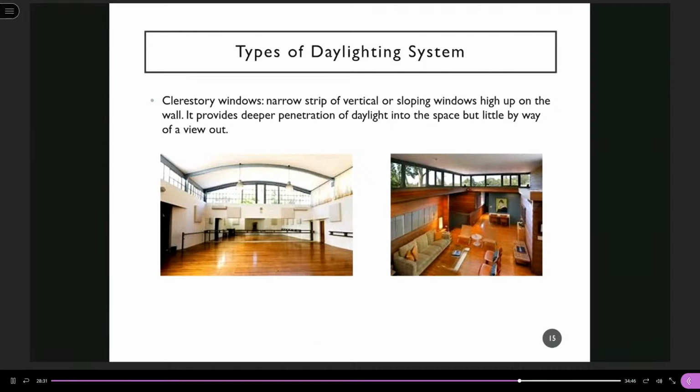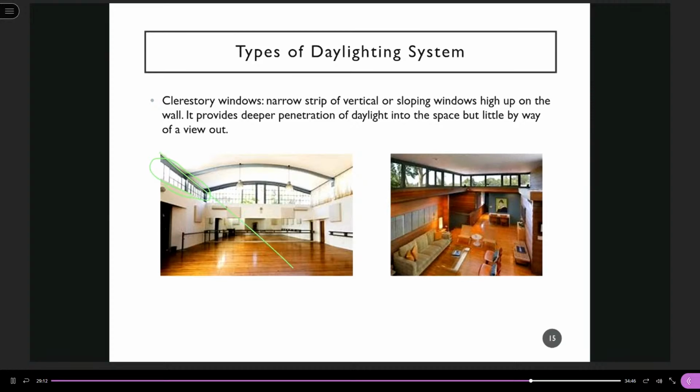Okay, clerestory windows. These are narrow strips of vertical or sloping window high up on the wall. They provide deeper penetration of daylight into the space below. Usually these windows will be very high in the room, taller than people. So they are not for view out, they are mostly for daylight. It allows deep penetration.